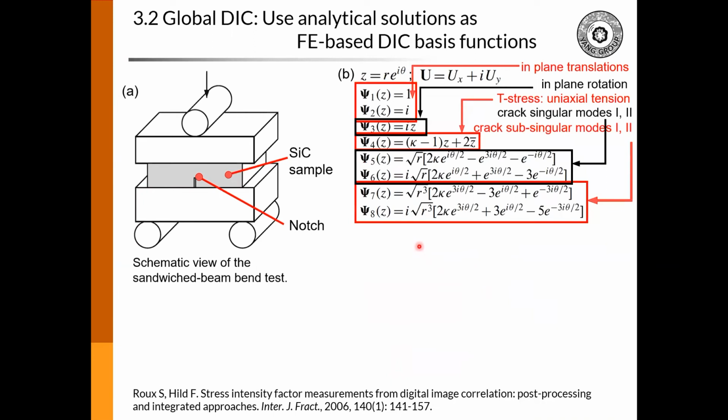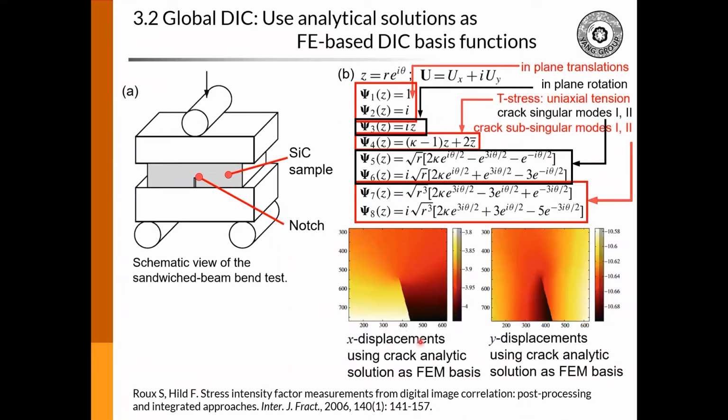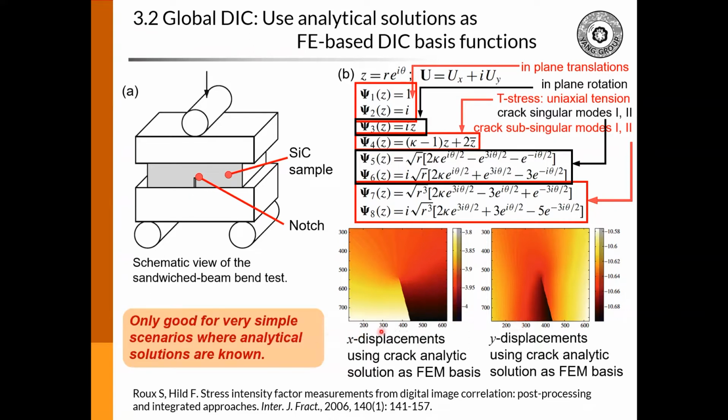So if you know the analytical solution of this fracture problem, or you know this deformation field, there may be some parameters that are unknown, but you can fit those parameters. You see, I can track this X and Y deformation field using these analytical solutions, and they are much more accurate than the previous global DIC method, right? So you can solve this problem, but it only works well for very simple scenarios, where you know the analytical solution and you know its form.